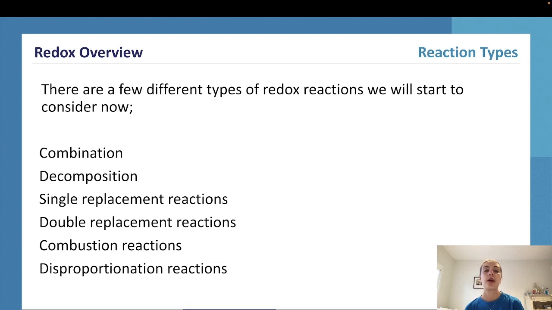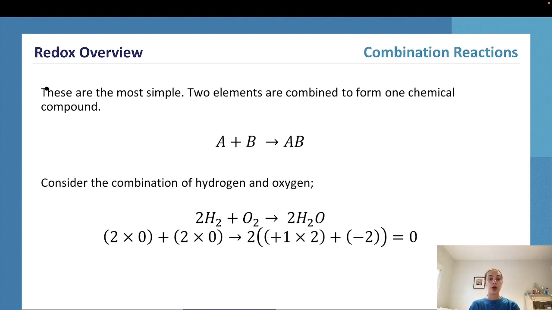And so I would say that you'll have a general understanding of what these are, but probably not in the context of redox. So we're going to go on and talk about what these different types of reactions are and how they work. So our combination reactions, these are the most simple type of reaction which we consider. They're quite basic and typically don't require an extensive amount of balancing. And essentially they're where two different elements are going to be combined to then form one chemical compound.